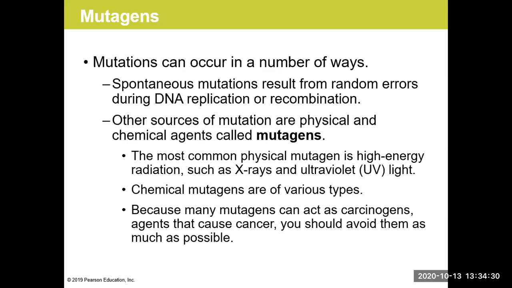The most common physical mutagens are X-rays, high energy radiation, and UV light. Chemical mutagens are of many different types. Some of these mutagens can also act as carcinogens, that means they can cause cancer. So we should try to minimize our exposure to such mutagens.